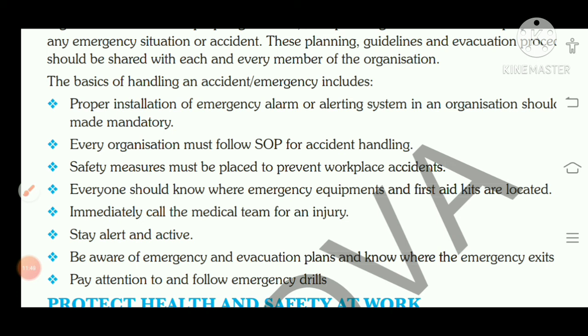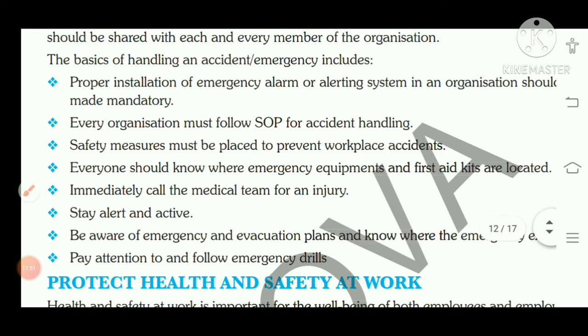So we all are aware that we have to follow certain safety measures that we discussed in session 9. Also, that alarm must be there. Take care, we all have to follow the guidelines. Everyone should know where emergency equipment and first aid kits are located. Everyone must have this knowledge so that in an emergency everyone is able to tackle the situation.